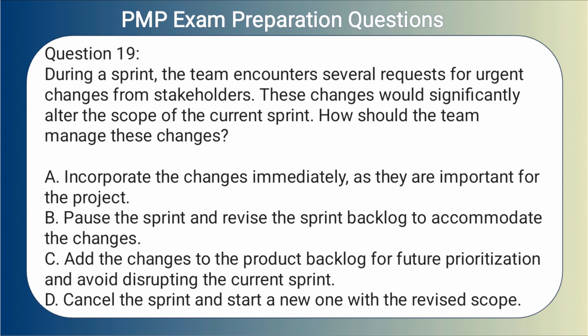A. Incorporate the changes immediately, as they are important for the project. B. Pause the sprint and revise the sprint backlog to accommodate the changes. C. Add the changes to the product backlog for future prioritization and avoid disrupting the current sprint. D. Cancel the sprint and start a new one with the revised scope.